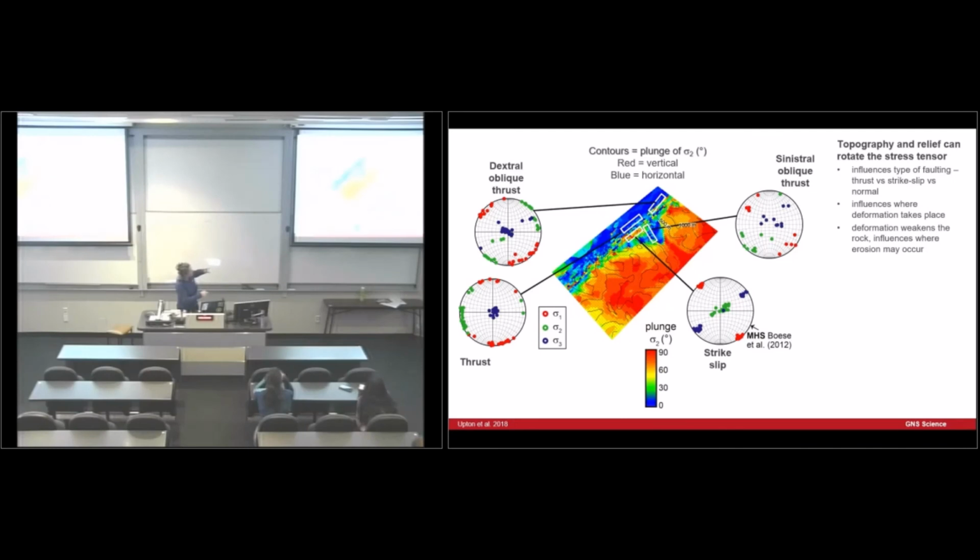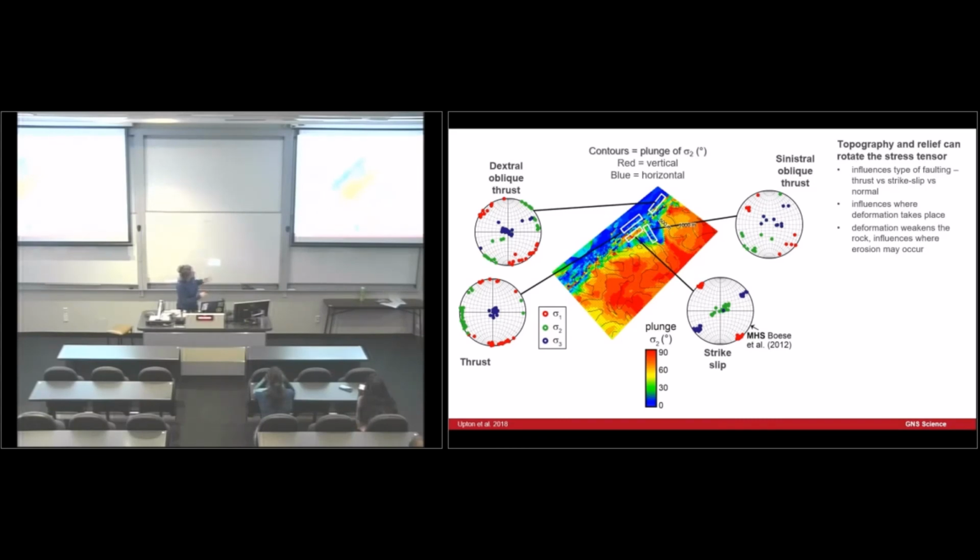But in the Whataroa Valley, so this is under the valley where you've got that big hole, it rotates, and we end up with sigma 2 rotating from vertical to horizontal. And the reason it's doing that is because of the hole, the topographic hole that is the Whataroa Valley.